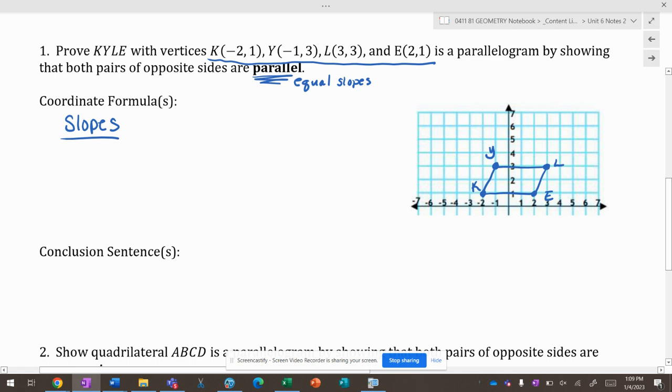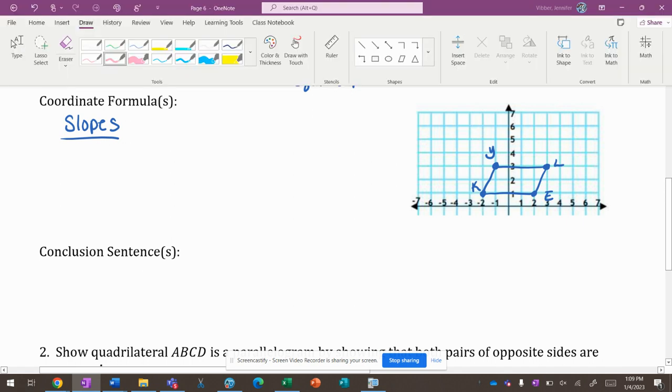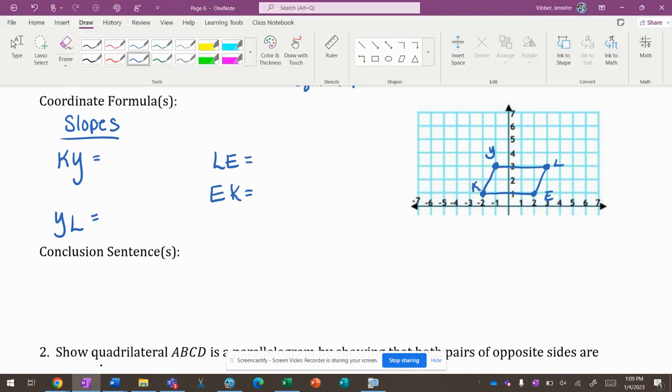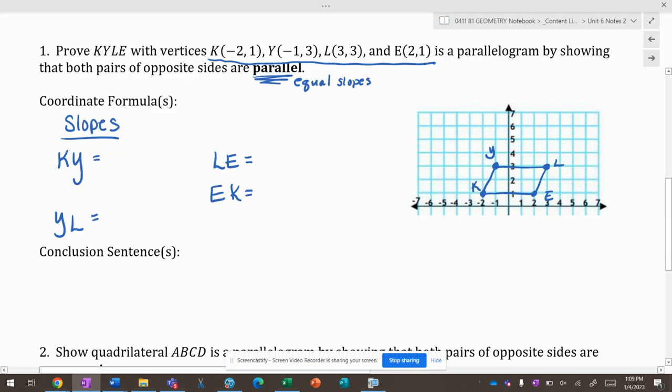All right. So if I want to do the slope of all 4 sides, I should actually list the sides first. So KY, YL, LE, and EK. So those are the 4 sides. And we're going to list the slopes. So if I want the slope of KY, I'm going to draw in my rise over run. So I went up 2, right 1. So my slope is 2 over 1. And we're going to want to simplify slope here, okay? Just trust me on that. It makes more of an impact later. 2 divided by 1 is 2.